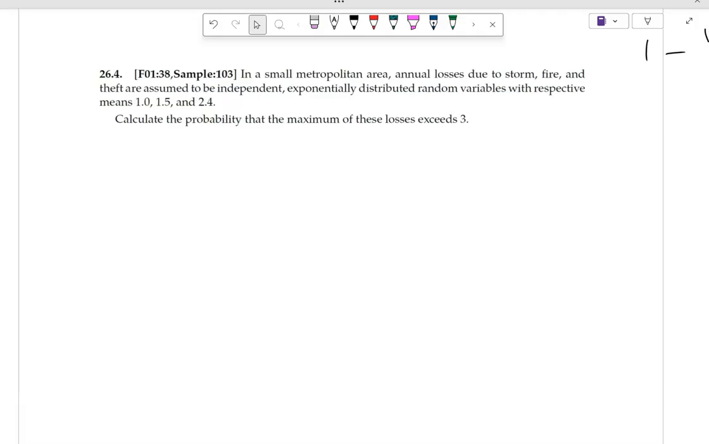Let's start with a different thought. We want the probability that the maximum, and let's just call them x1, x2, and x3 for the different random variables, is greater than or equal to 3. Now, based on what you know about exponential distributions, would you like to calculate it in this fashion, or would you rather do the complement? I'd probably rather do the complement, right?